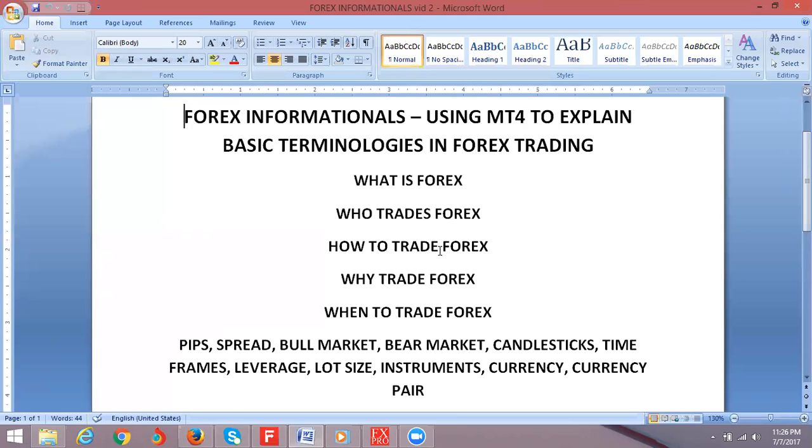Why do people trade Forex? People trade Forex because the market is open 24 hours a day, 5 days in the week. Actually, it opens on Sunday night. In my country, it's Sunday night in Ghana, but in the US, it will be 5 p.m. Eastern time in New York. So the market opens at that time and closes on Friday, 5 p.m. Eastern time. So those are the times the Forex market is open.